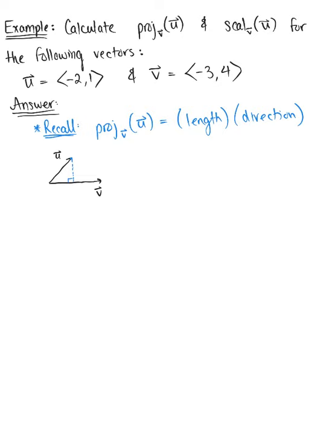So the projection of u onto v has the same initial point as both u and v, and it's the vector to that right angle. So this here is our projection of vector u onto vector v. In calculating this, the length is defined as the dot product of u and v divided by the magnitude of vector v, and the direction is a unit vector in the direction of v.